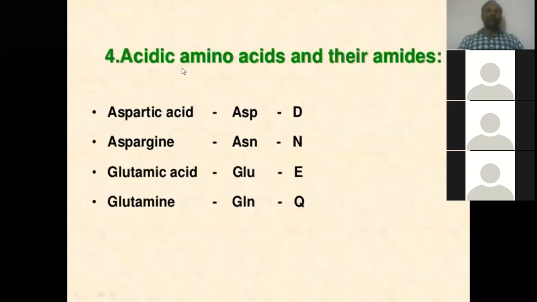The fourth category is acidic amino acids and their amides. The examples are aspartic acid, which is indicated by capital D. See here, there is a capital A, but it is not indicated by A; aspartic acid is indicated by D. The second example is asparagine, which is indicated by capital N. The third example is glutamic acid, indicated by capital E. And the last example is glutamine, indicated by capital Q. So these are the different symbols of amino acids.